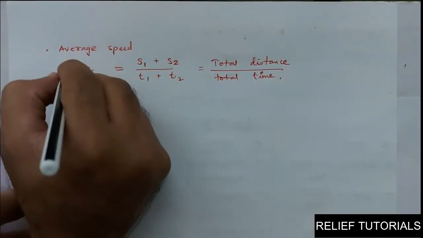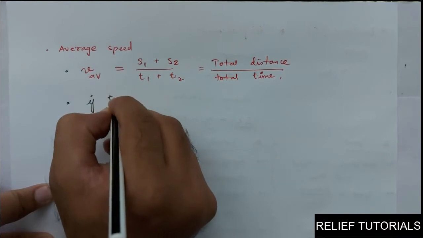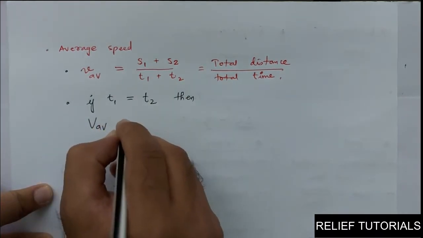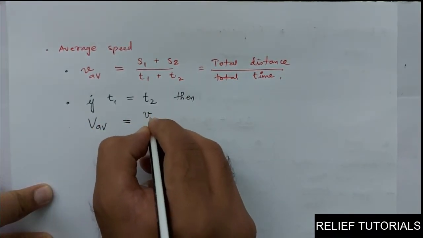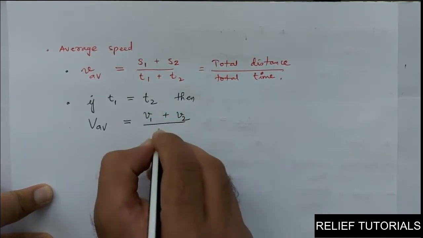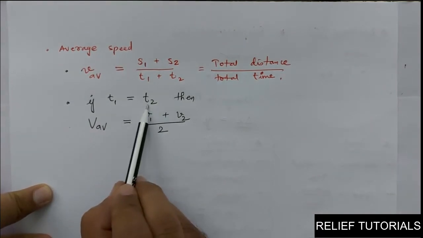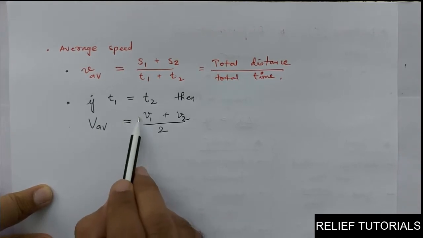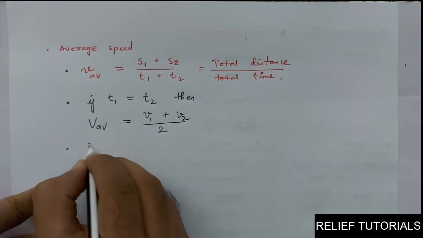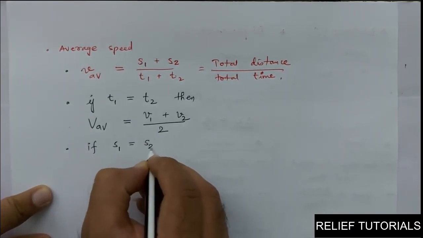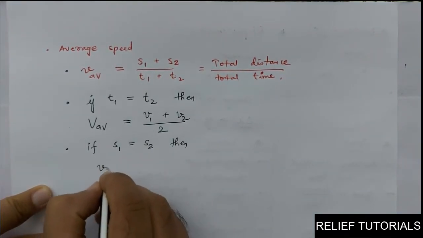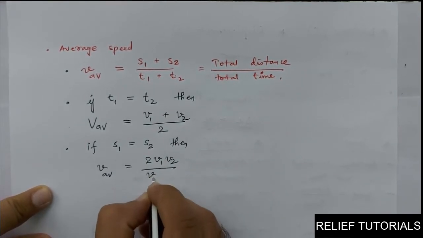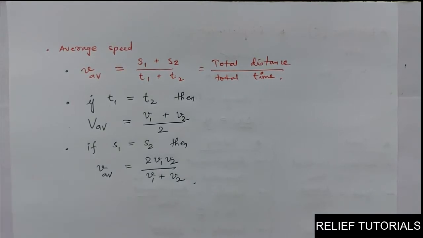We also have seen that if T1 is equal to T2, then VAV is equal to V1 plus V2 upon 2, means when the time intervals are the same, average speed can be calculated by finding the average of two speeds. Same, if you remember, if S1 is equal to S2, then VAV is equal to 2V1V2 upon V1 plus V2.